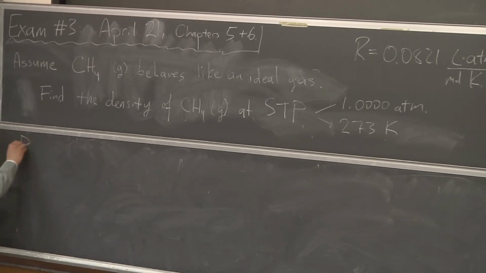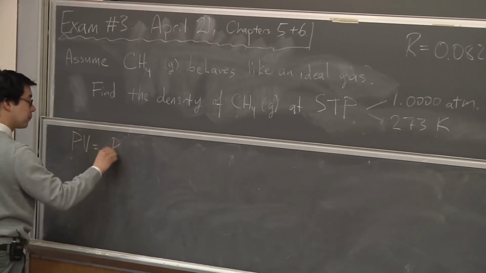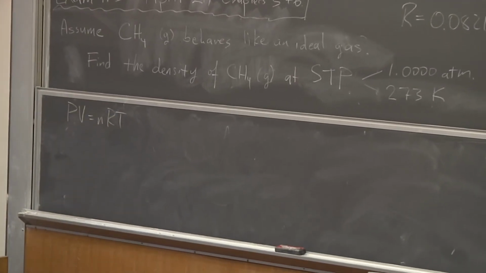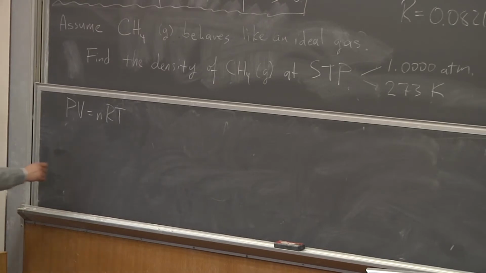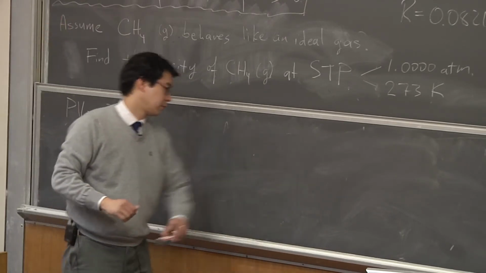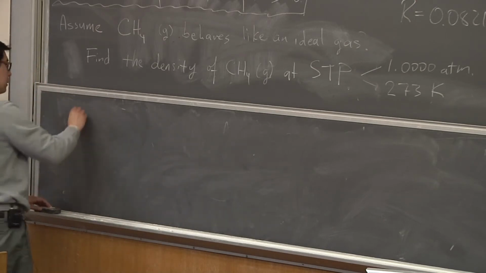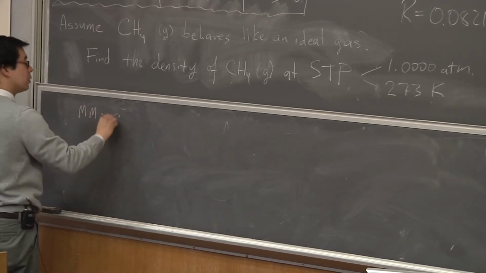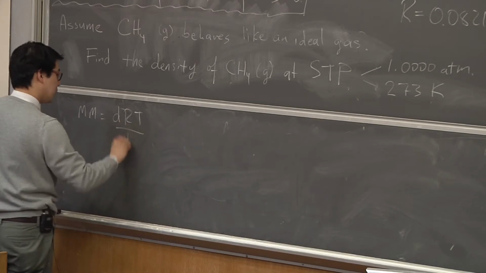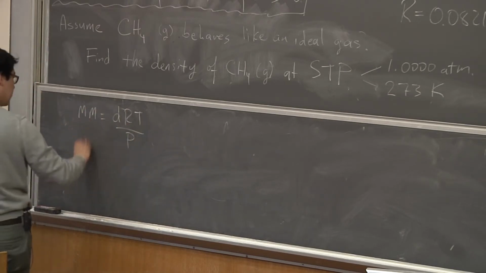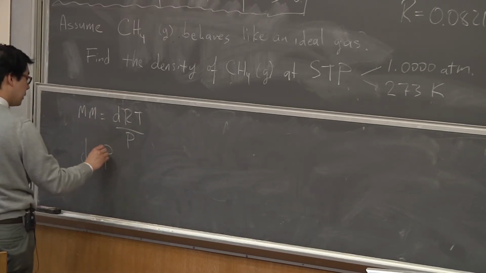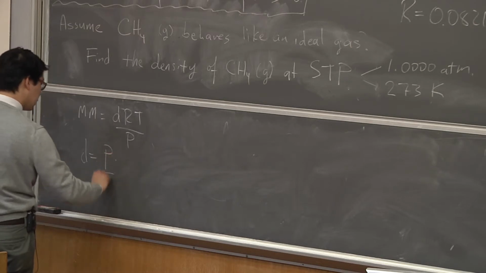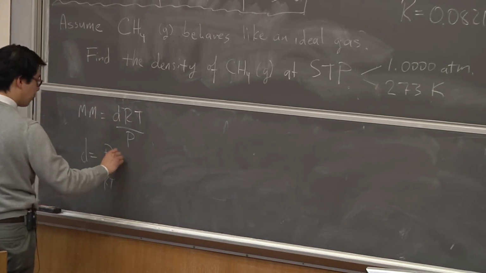Okay, you could do it that way. PV equals nRT. Later on it becomes D equals. Okay, if you want to use that one, we got molar mass equals dRT over P. And then if we solve for D, we get D equals P over RT, times M, or molar mass, right?